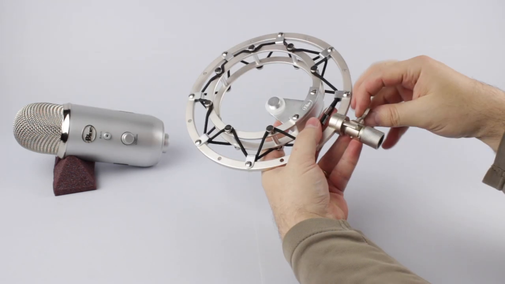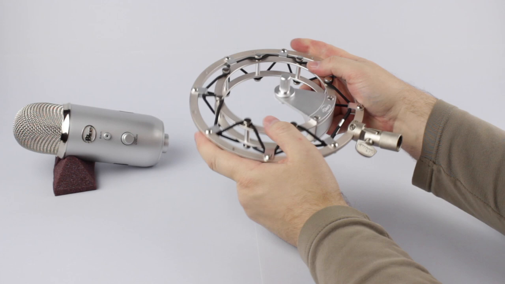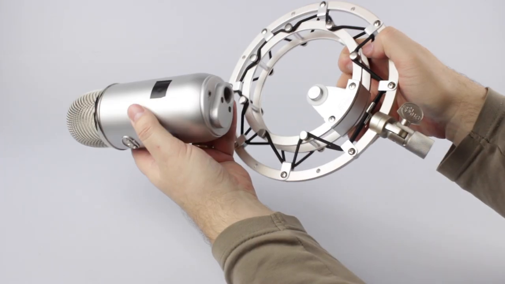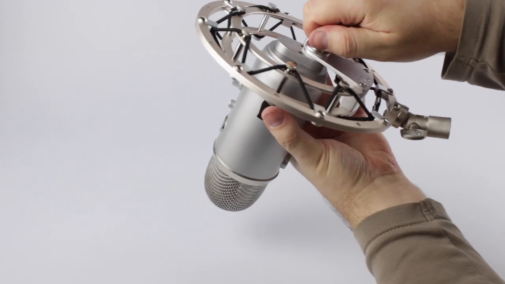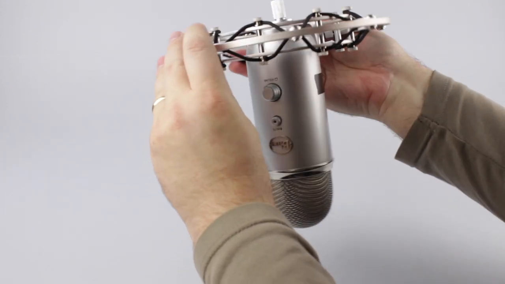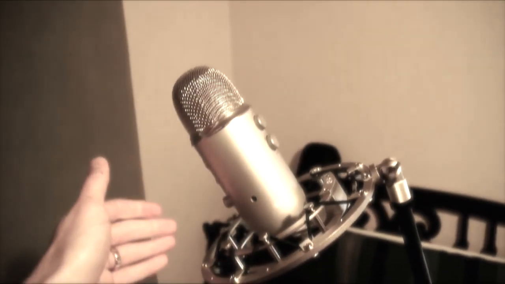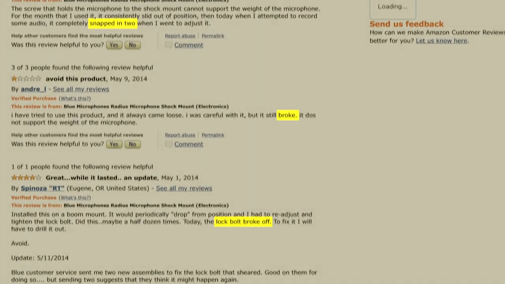The shock mount is fixed to a tripod or boom arm, while the microphone is mechanically isolated in the middle, suspended by rubbers, reducing vibrations and handling noises. The Yeti should remain firm in the center of the Radius, and you can either use the Yeti upwards or hanging downwards. In the past, many reviewers complained about not being able to tighten the thumb screw hard enough to keep the Yeti steady from sliding down. Some even reported breaking the screw.